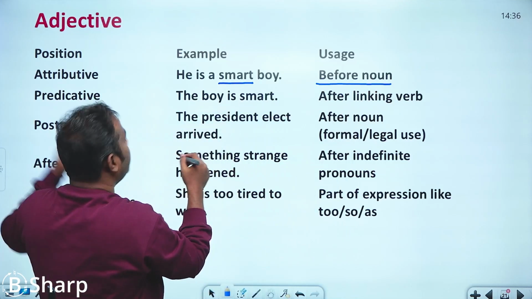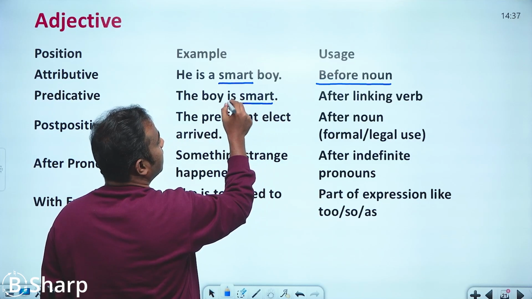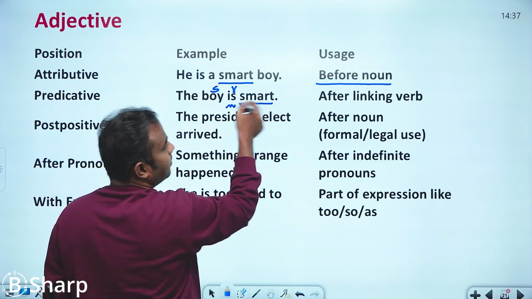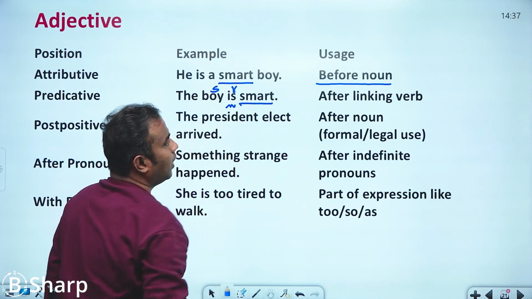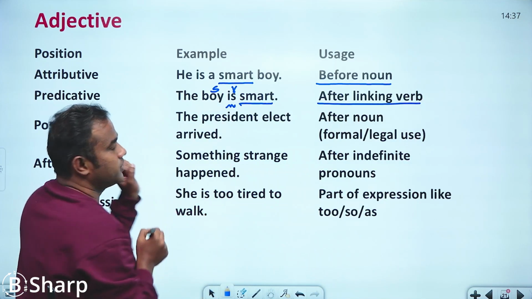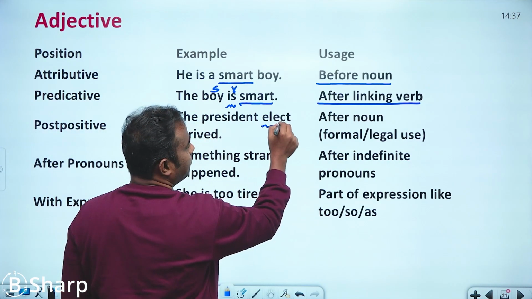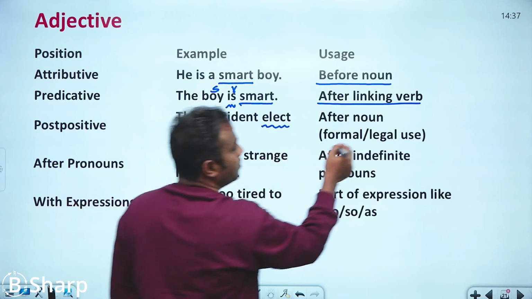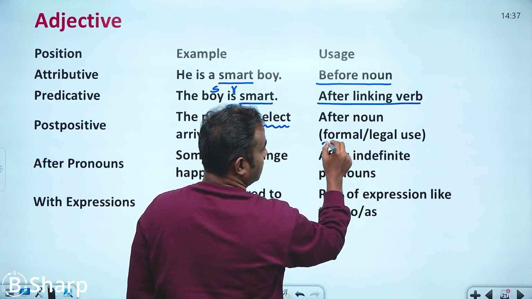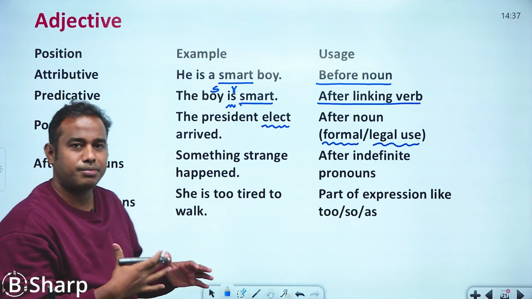Then in the case of a predicate, the boy is smart, which means after the linking verb. This is the verb, this is the subject, and after that you are adding the adjective, so this is called after the linking verb. Then postpositive, the president elect arrived, meaning the elected president has arrived. Instead of that, you are using the adjective after the noun. We usually use this for legal or formal use, a very formal way of expressing.